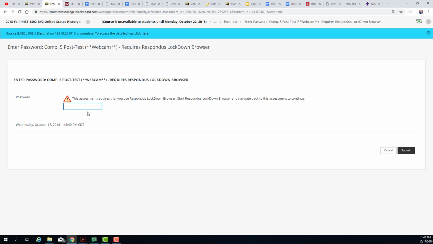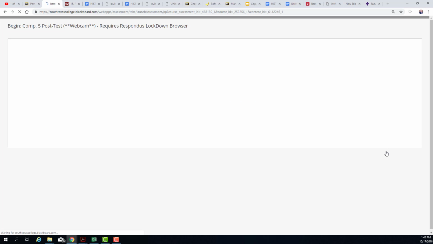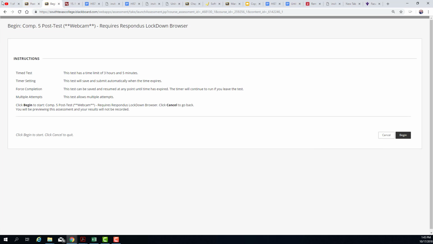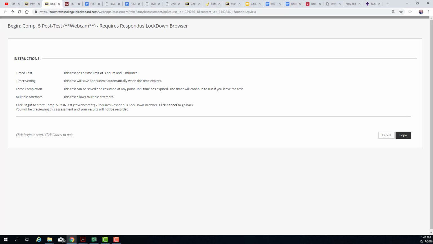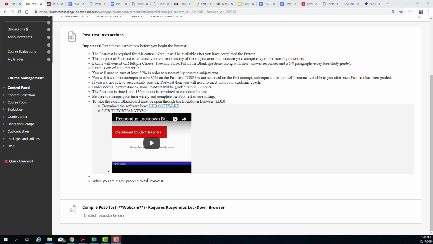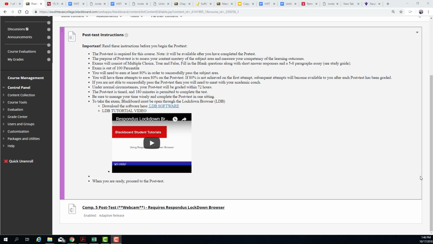It asks you for a password. If you are not in Lockdown Browser, so I'm in Chrome right now, it's asking me for a password, it will not open up for you. Right? The password is opening up Blackboard through the Lockdown Browser. That's the password. Okay, so where are we at here?